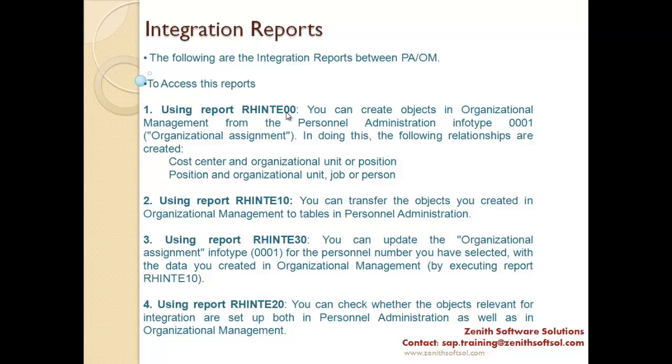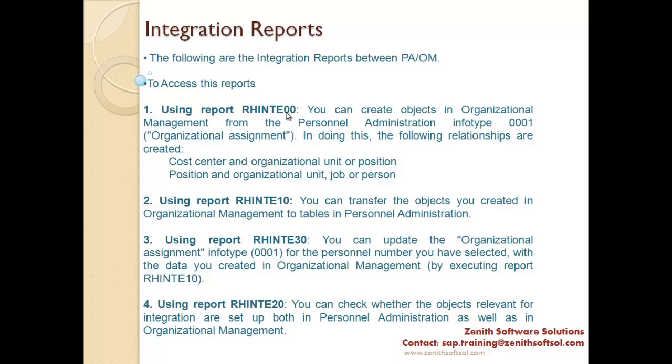for those employees. Now when you transfer this data from OM to PA, sometimes there will be some inconsistencies, like some objects might not have been updated properly, some might have failed due to some error or due to some missing data. At that point of time, there is one more report called RHINTE20. This report basically checks whether the objects which are relevant for integration are set up in both PA and OM. If there are some missing items, it will list them in that report.